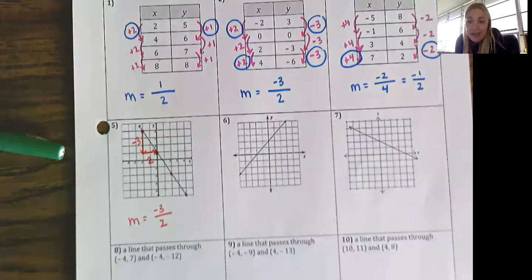I want you to draw in nice corner dots and find the rise over run reduced for problems 6 and 7. Go. Pause the video.